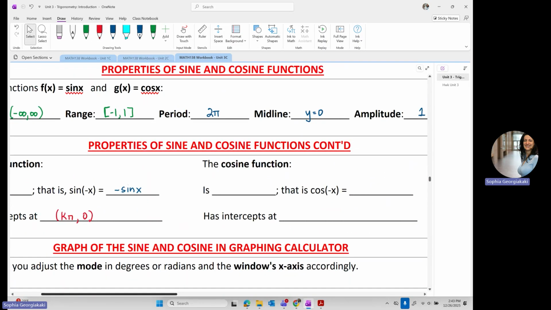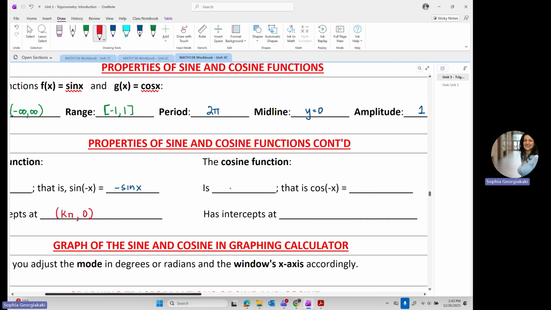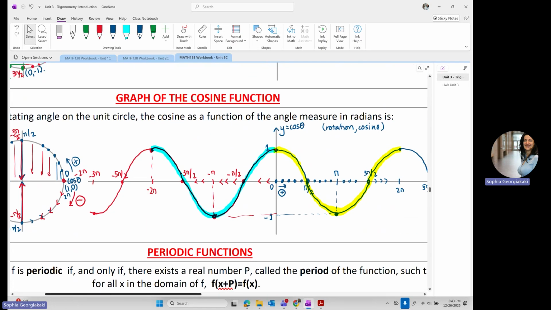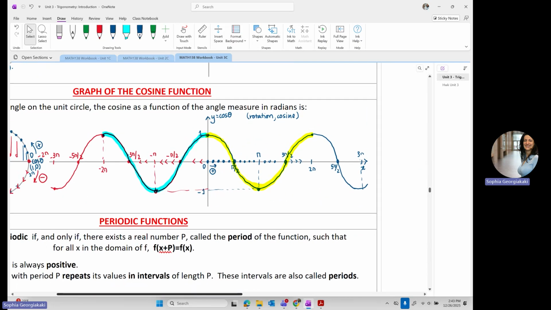The cosine function is actually an even function. That means that the cosine of negative x equals the cosine of x. And that gives us symmetry with respect to the y-axis. So if you take this graph and you fold it right at the y-axis, it's going to fall on itself. So I will have a point in quadrant 1 symmetric to a point in quadrant 2, and a point in quadrant 4 symmetric to a point in quadrant 3. So 3 and 4 are symmetric, and 1 and 2 are symmetric.